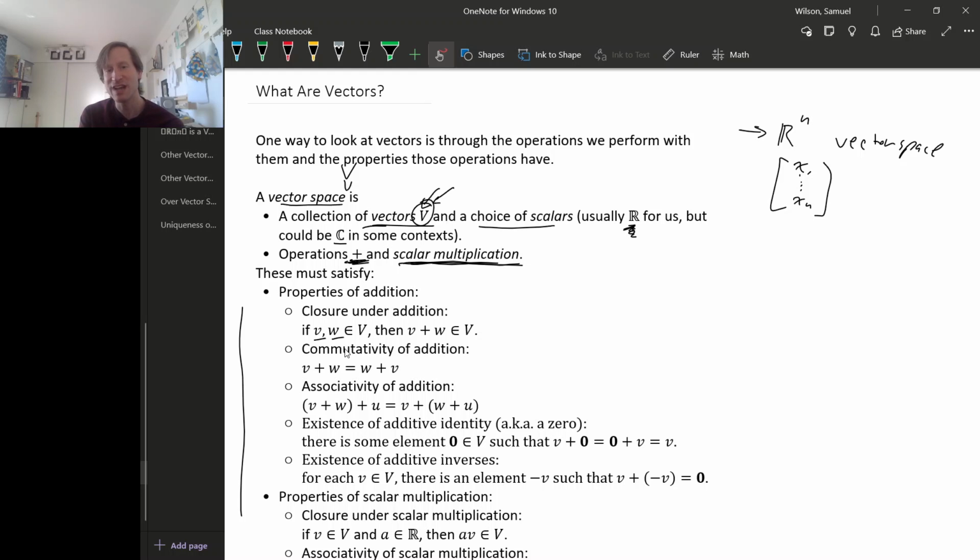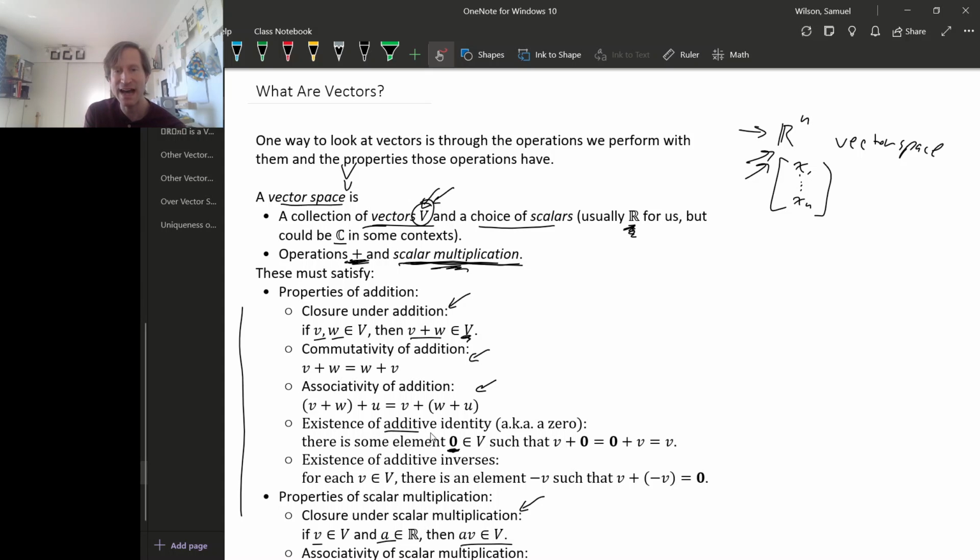If you pick any two vectors out of your collection of vectors, when you add them together, you have to get another vector. So the term of art for this property is saying that your vector space has to be closed under addition. Also, it has to be closed under scalar multiplication. That's way down here. If you choose a scalar and a vector, when you multiply them with your scalar multiplication operation, you have to end up back in your vector space. Your addition has to be commutative, which vector addition in Rn definitely is. Your addition has to be associative, which vector addition in Rn definitely is. There has to be an additive identity, which we will call 0.